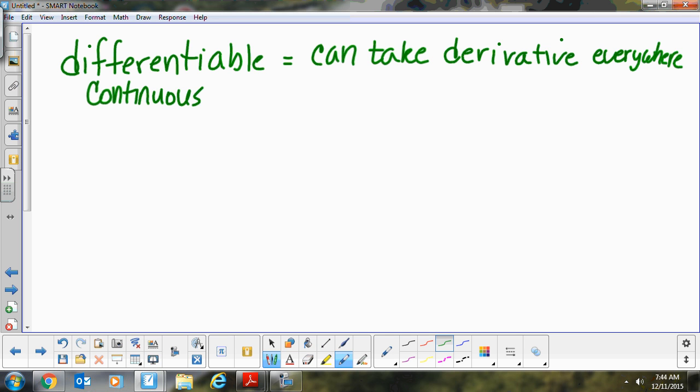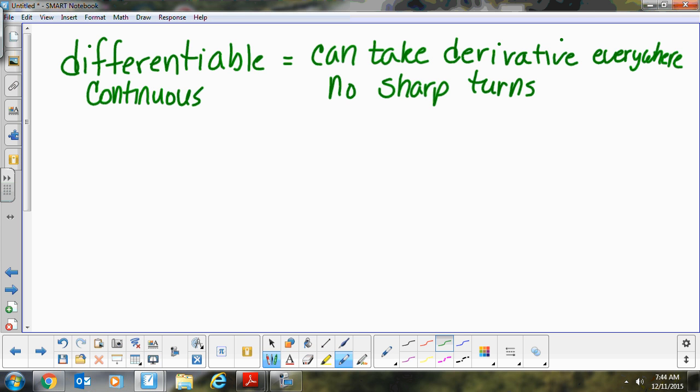But you can be continuous and still not be differentiable. What's the continuity that's not differentiable? You all know this. Sharp turn. That means if you can take the derivative everywhere, there's what? No sharp turns.